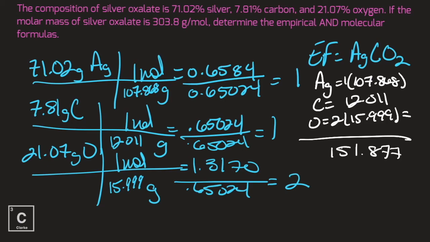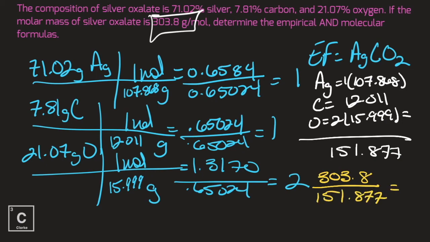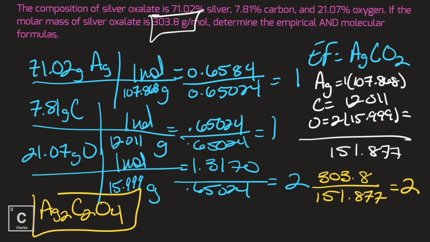Okay, so the molar mass for the empirical formula is 151.877. Now remember, we need to find a multiplier, and we're going to do that by using the molecular molar mass. That was 303.8. We need to divide that by our molar mass we just calculated, and that should give us a whole number multiplier. And I'm getting a 2. So if we multiply, we get Ag2C2O4, silver oxalate. And if we think back to our couple of units ago, we know that oxalate is C2O4. That looks pretty dang good.